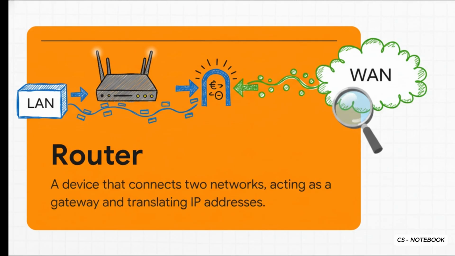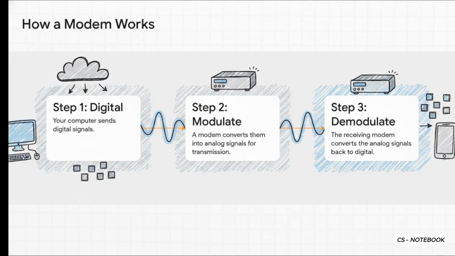And, super importantly, it does this kind of translation service, which we're going to talk more about in a bit. Now, often working with the router is a modem, and this device is a totally different kind of translator. So your computer thinks in digital signals, just ones and zeros. But a lot of the internet infrastructure, like old phone lines, uses analog waves. The modem's job is to modulate that digital signal into an analog one to send it out, and then demodulate any incoming analog signals back into digital. And that's actually where it gets its name, modem.